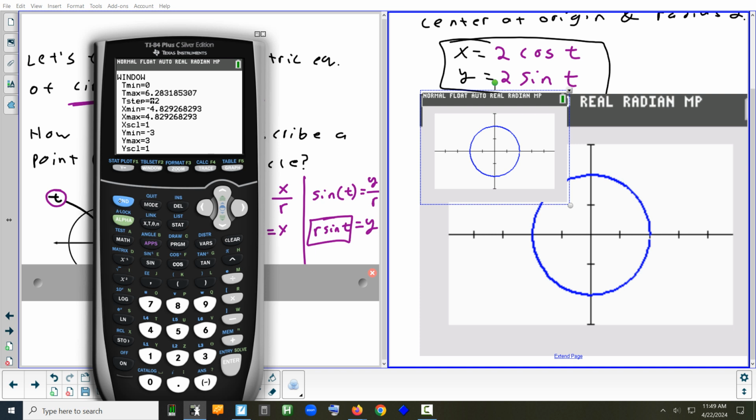What's pi divided by 2? In degrees, that's 90. So let's count by 90s. You get 0, 90. What would be the next one? 180, 270, 360. That's it.